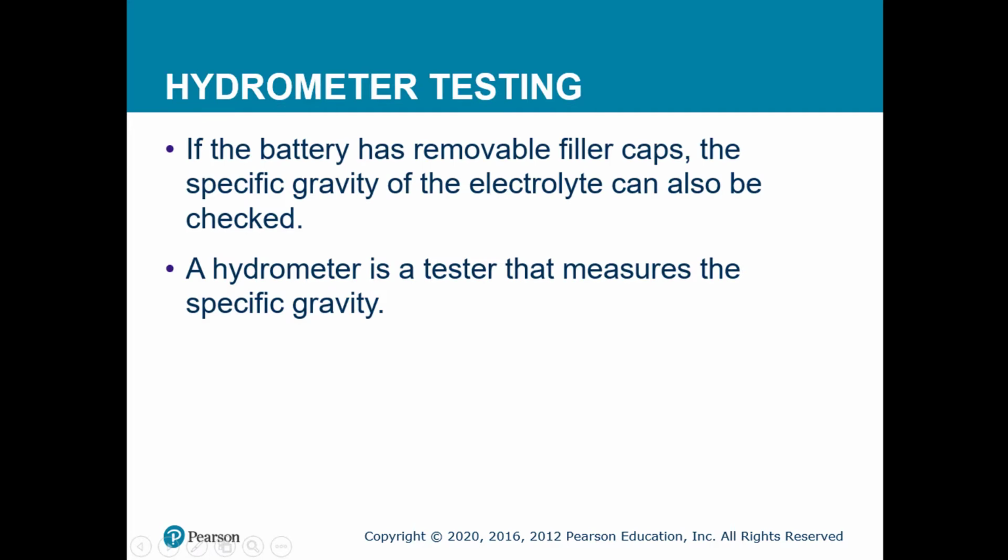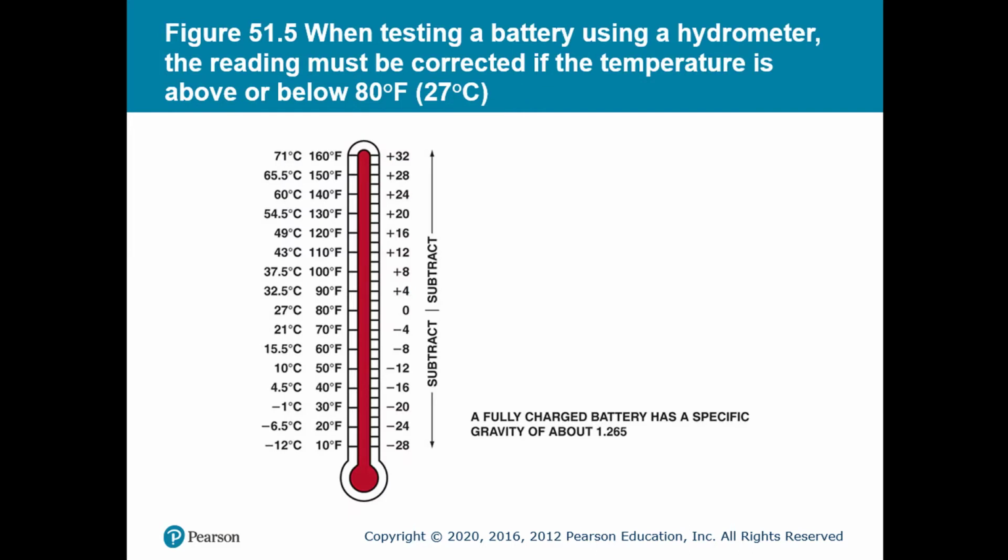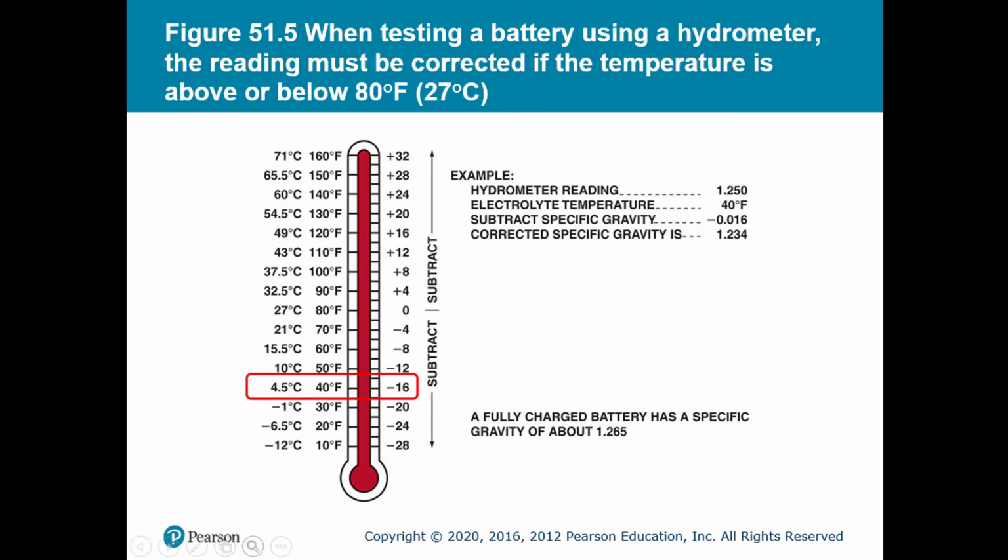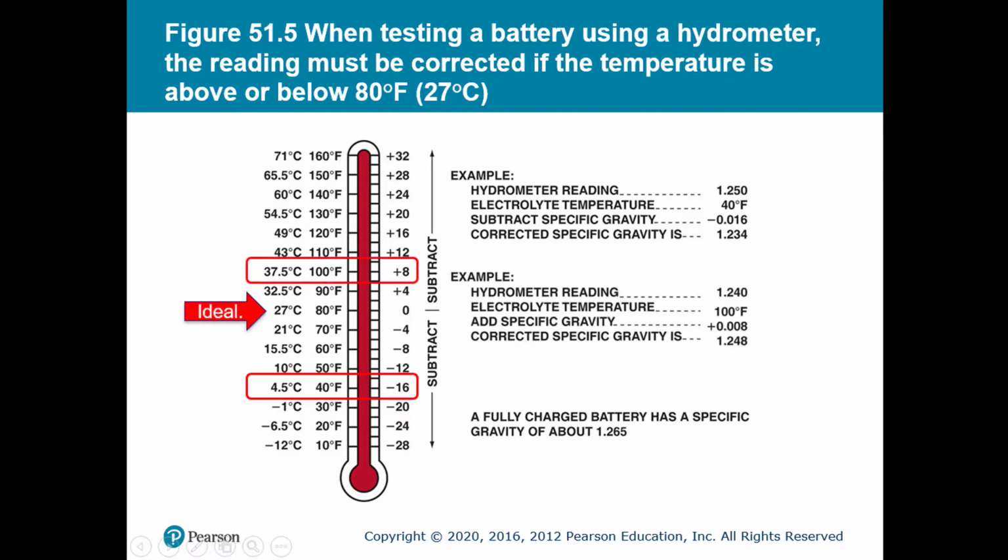As far as hydrometer testing goes, using specific gravity, we've discussed this in the past. Temperature matters. In this example here, we're dealing with a battery at 40 degrees. We actually have to subtract 16 from our specific gravity for our corrected specific gravity. And in this example, this is at 100 degrees. Ideally, you want 80 degrees Fahrenheit. So if it's too cold, you have to deduct. If it's too hot, you have to add. So this isn't a perfect science.